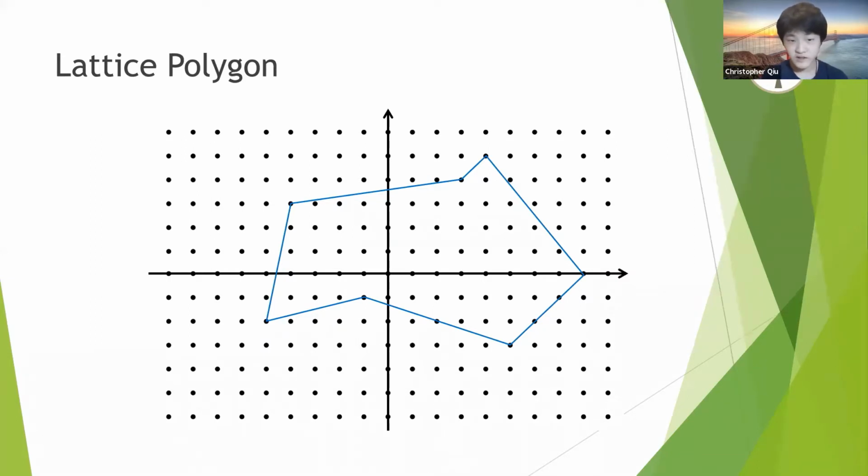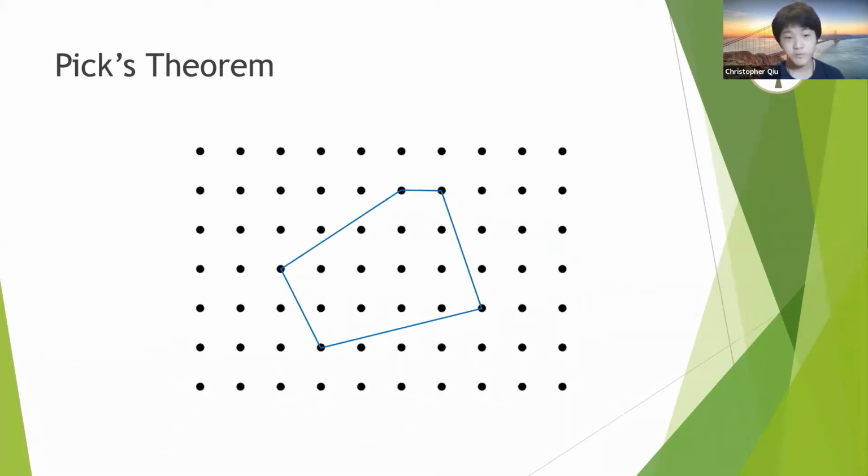Let's go on to the next slide. Before we go into the actual statement itself, let's first think about some ways we typically find areas of lattice polygons. For example, take this lattice polygon right here. How would you find the area of this polygon? Does anyone have any comments on how we can find the area of this blue polygon right here?